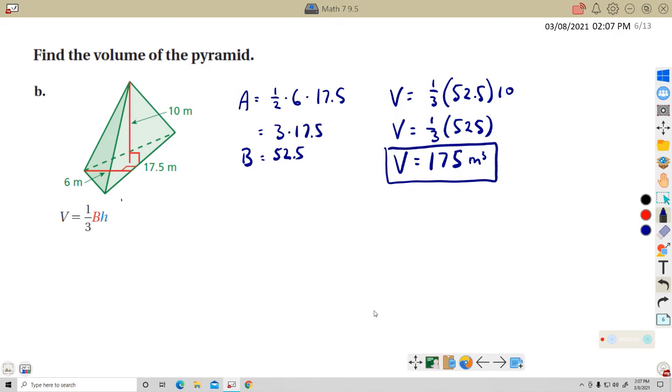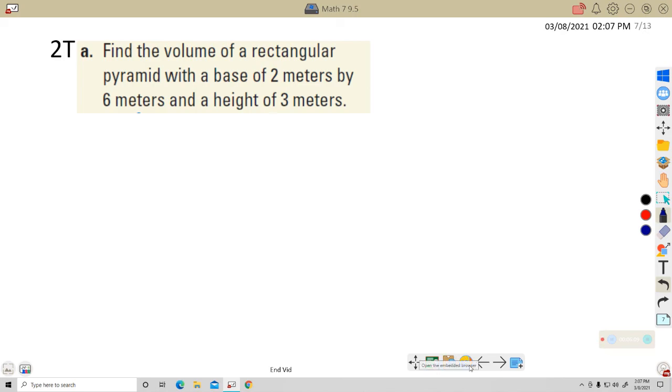Okay, so this one's a little trickier because you have to calculate the area of that triangular base. Go ahead and try this one. This is the last. We have some more to do in class. You'll put this answer in at the end as well. Let me see. Find the volume of a rectangular pyramid. Okay, so this is just a rectangular pyramid. I don't have you guys trying the triangular one. That's too much to do for homework, I think. So try this one, and I will see you in class. Bye-bye.